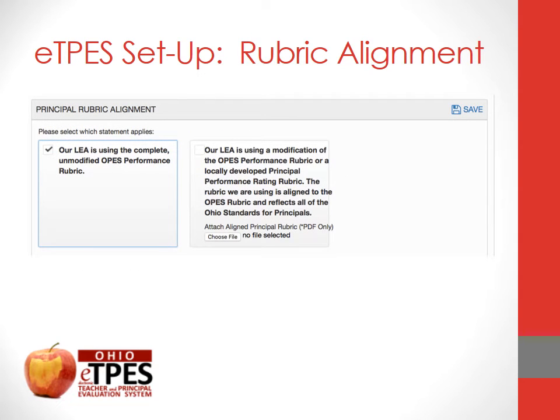In the ETPES setup, districts will need to indicate their use of rubric. Districts will need to choose if they will use the unmodified rubrics for teacher, principal, and school counselor evaluations. If the district has used a modified rubric in the past, they will have an available choice to continue to use the modified rubric that was aligned previously. If the district is choosing to use a newly modified rubric, they will need to complete the rubric alignment tool.